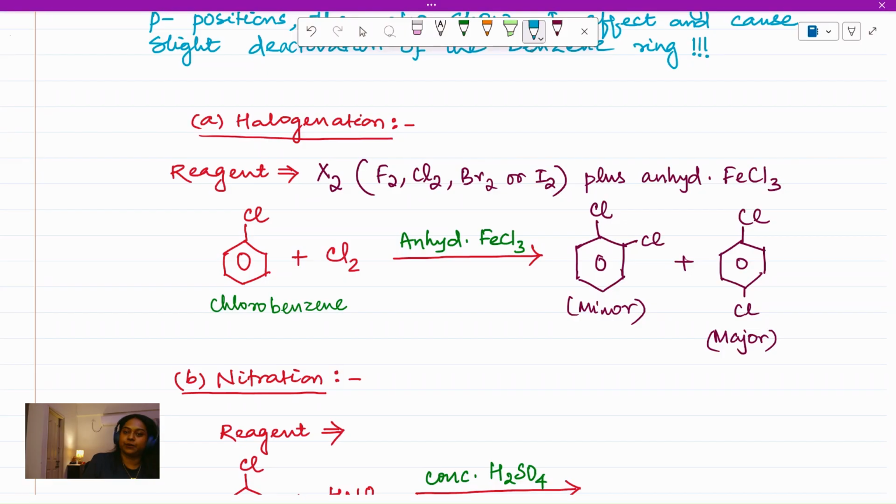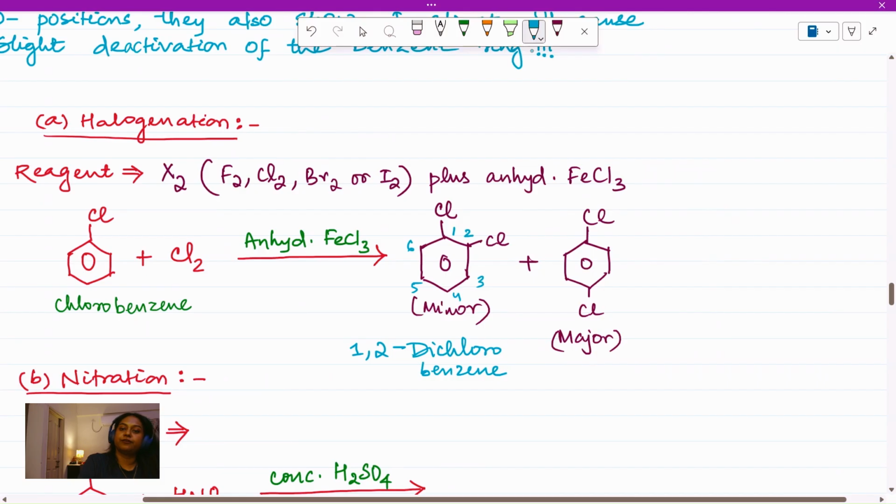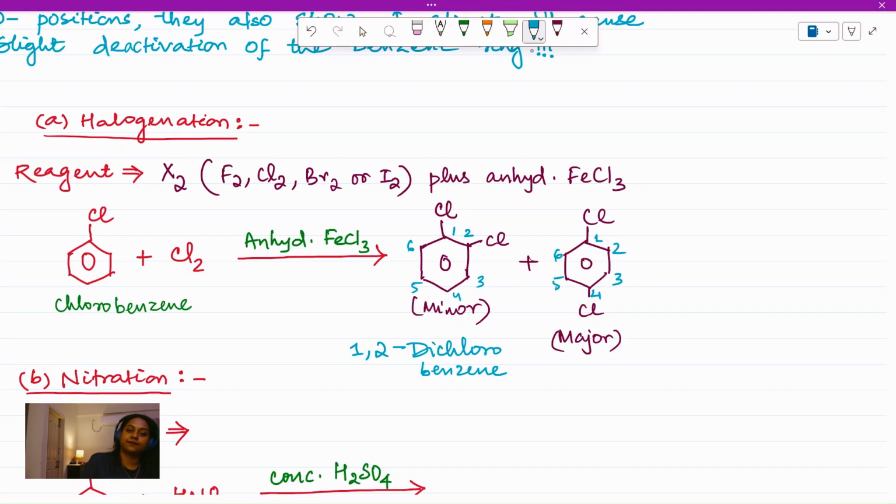Okay, I'll help you. This is 1, 2, and then 3, 4, 5, 6. This is how we number the benzene ring. So this is 1,2-dichlorobenzene. Now, if you look at the other one, how will we name this? 1, 2, 3, 4, 5, 6. This becomes 1,4-dichlorobenzene.